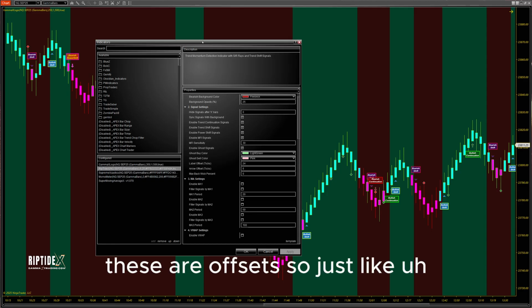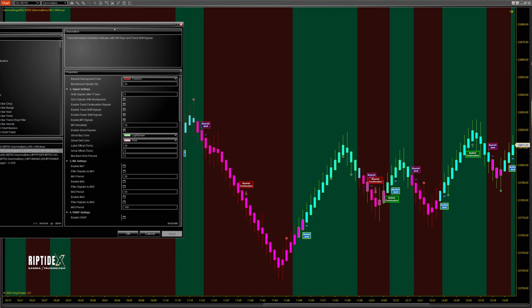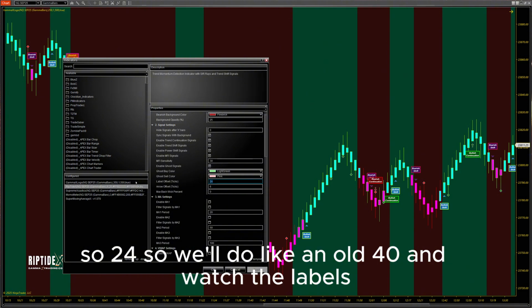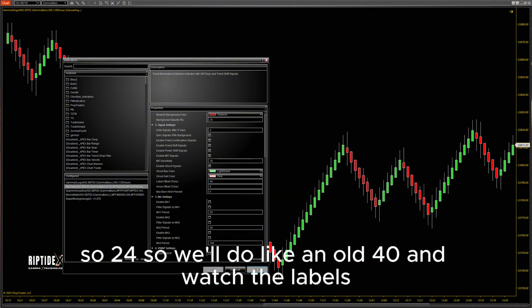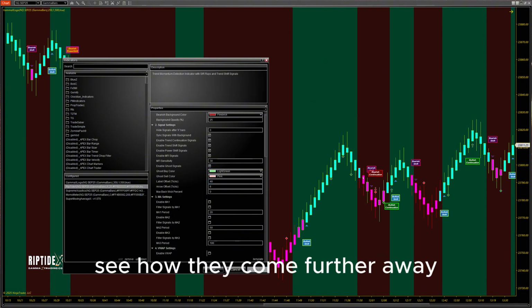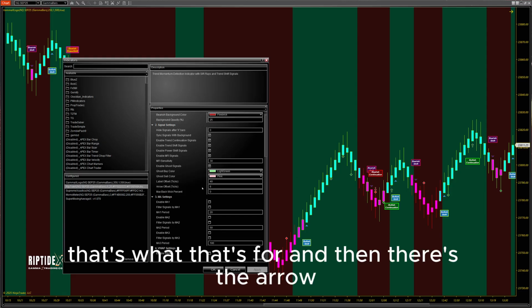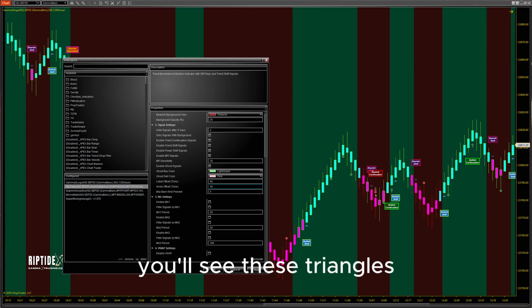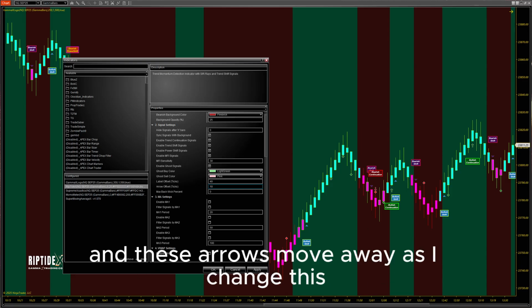These are offsets. Just like you can change how far away from the candle, so we'll do like 40 and watch the labels, see how they come further away. That's what that's for. And then there's the arrow. If you want the arrow to come further away, you'll see these triangles and these arrows move away as I change this.